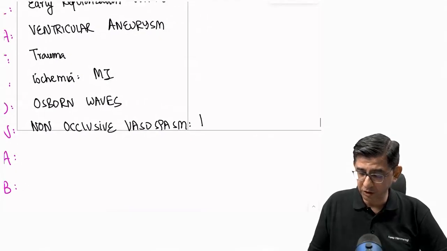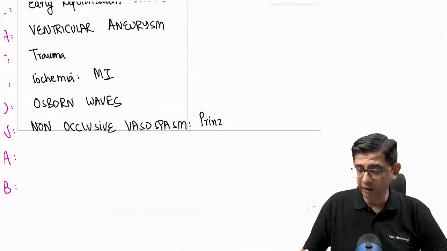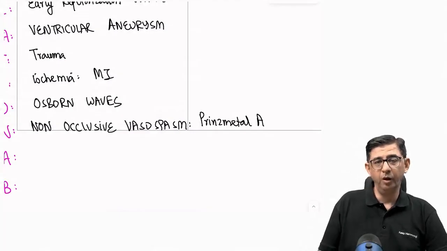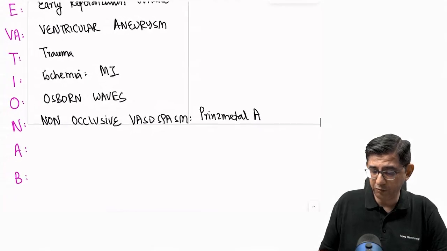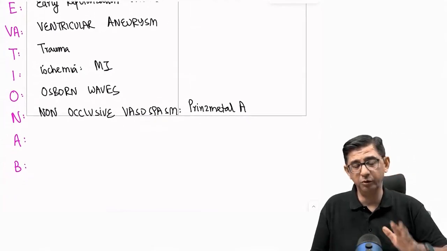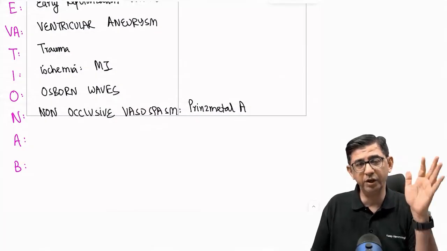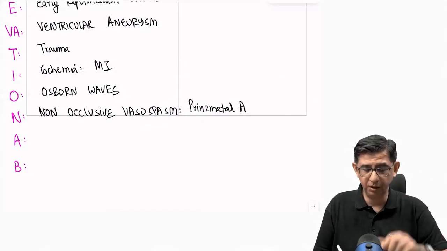This is the only angina that has an ST elevation. By default, all anginas would have an ST depression. But the only angina where ST elevation would be present is Prinzmetal angina. I repeat that again. In all anginas, you get ST depression except Prinzmetal angina.